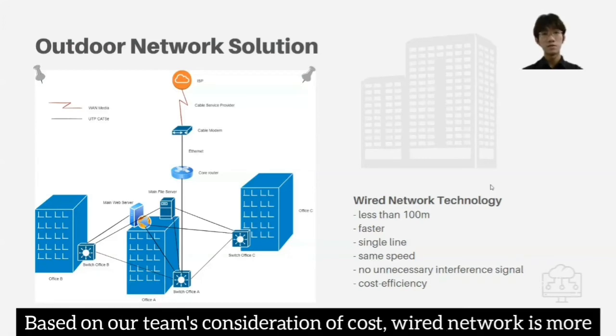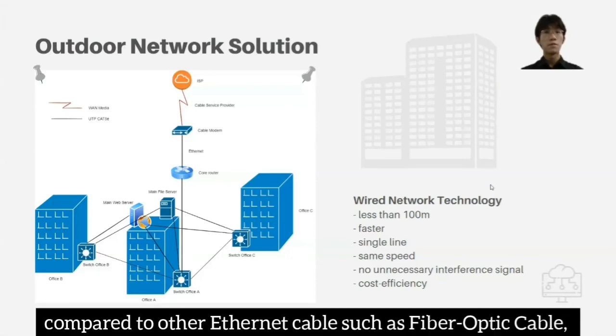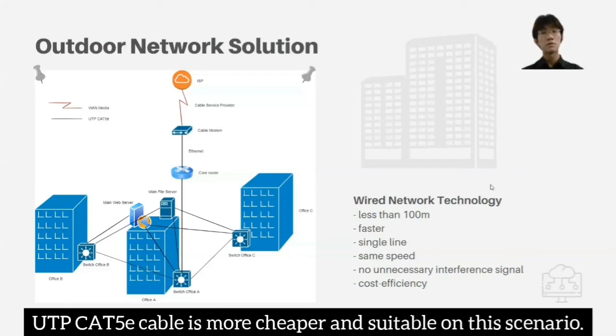Based on our team's consideration of cost, wired network is more cost effective than wireless network, and we use UTP category 5E compared to other Ethernet cables such as fiber optic cable. UTP category 5E cable is cheaper and suitable for this scenario.